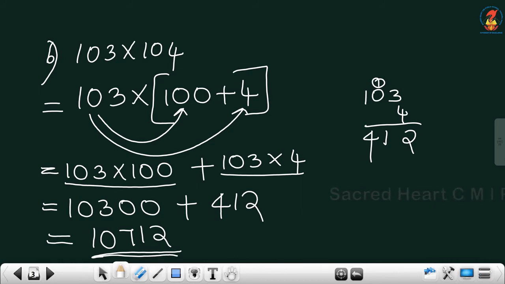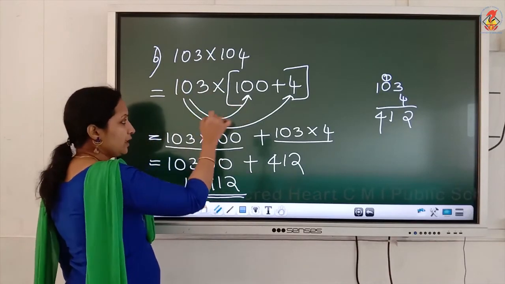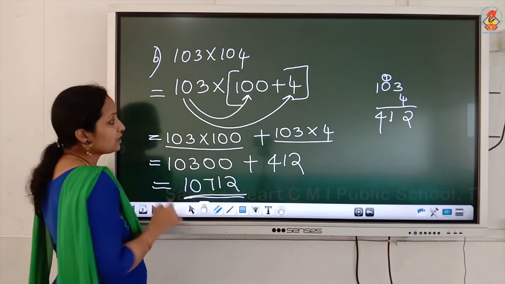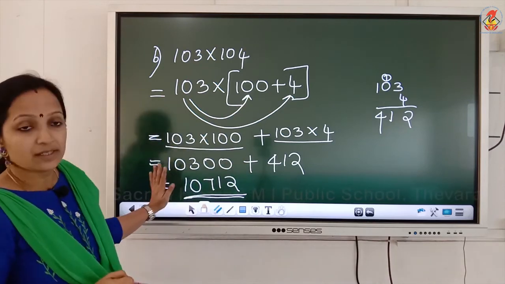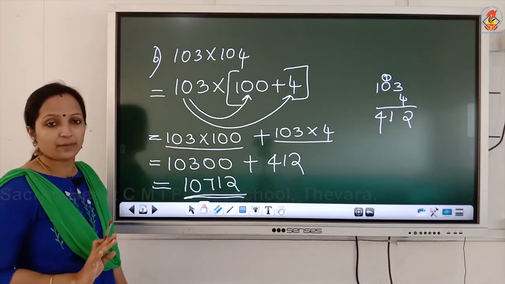The method is clear. How to expand the number? First you expand one number, then you open the bracket and multiply it. The property we are using here is the distributive property that you will learn later. Just now try to understand this step only.